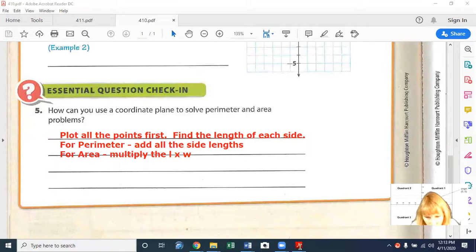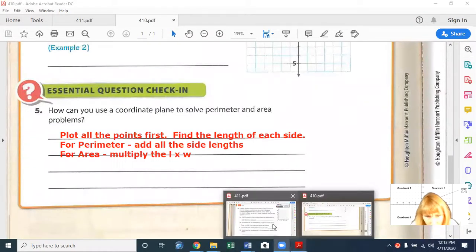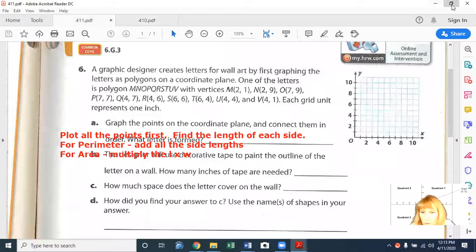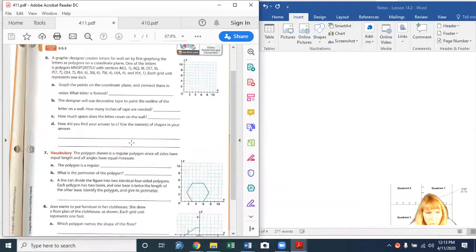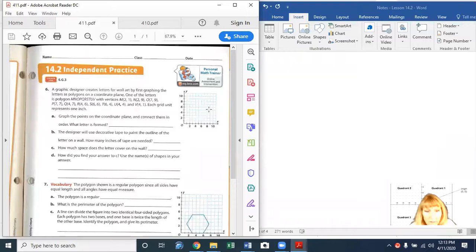Now, I'm almost done here. I want to go back to where I was on page 411. So I want to make this half the size now. I'm going to clear my drawings. So this is what I started doing, and I started plotting all these points on there. So you should be able to have those plotted now for yourself.